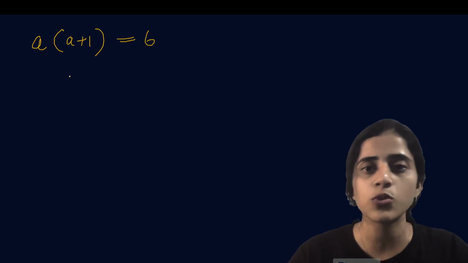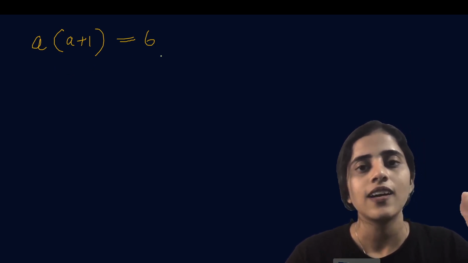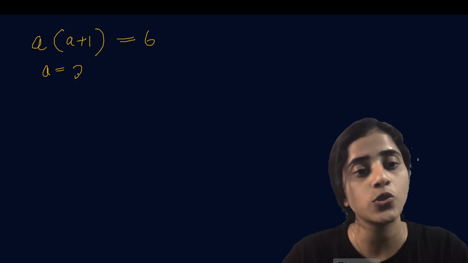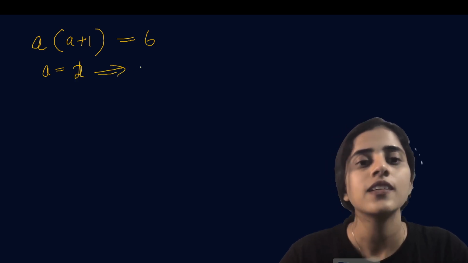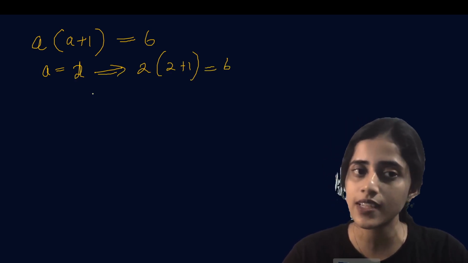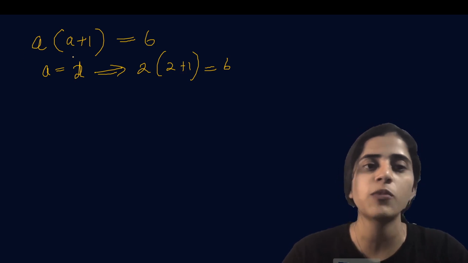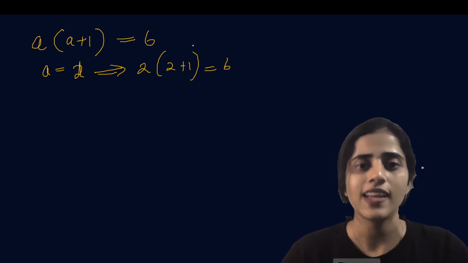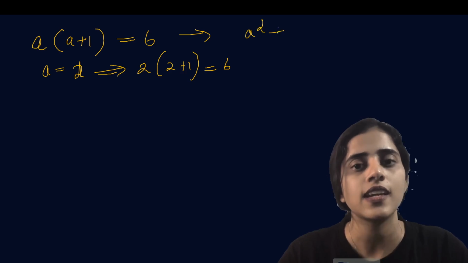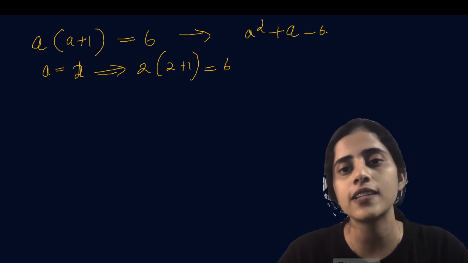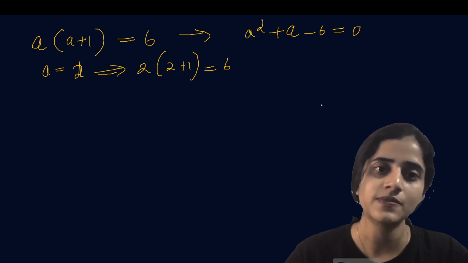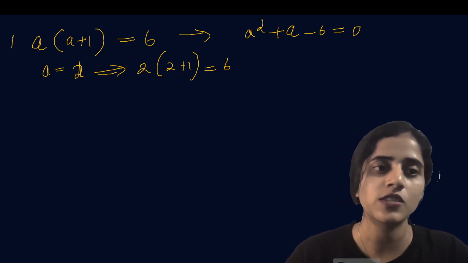So we know that 3 into 2 is 6. So 3 is 2 plus 1. So shouldn't A be equal to 2 such that 2 into 2 plus 1 is 6. 2 into 3 is 6. So if you get a question in the form of A into A plus 1 equals 6, then the answer is definitely 2. Now A into A plus 1 can also be written as A square plus A minus 6 is equal to 0. Is the same? Yes? Okay. So this is 1.